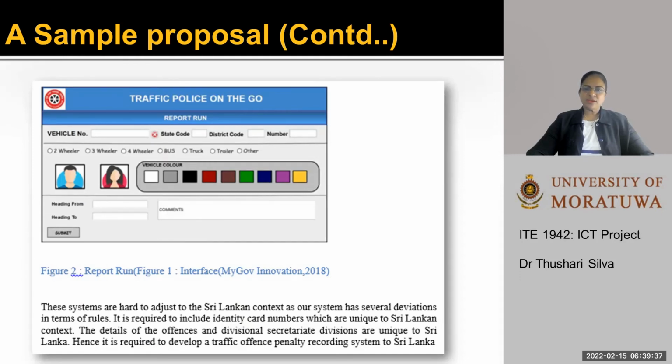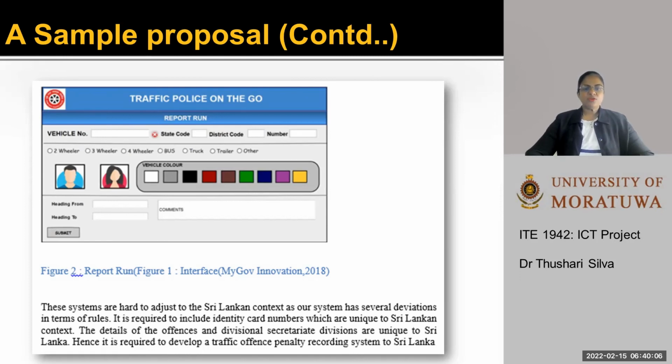So why do I have to develop a new solution? Why can I not take India's traffic management system and apply it to my Sri Lankan traffic control monitoring system? There are problems. These systems are hard to adjust to the Sri Lankan context, as our system has several deviations in terms of rules and the way we follow these fine collecting mechanisms. Based on that, we cannot directly take their system into ours.